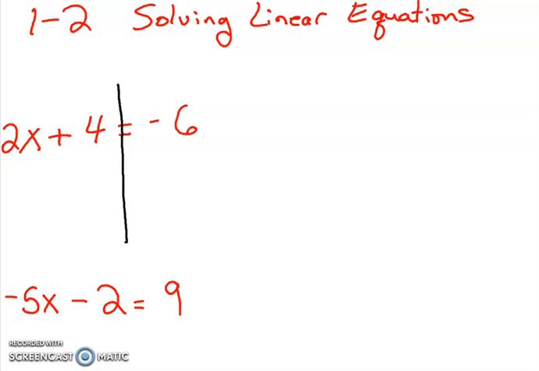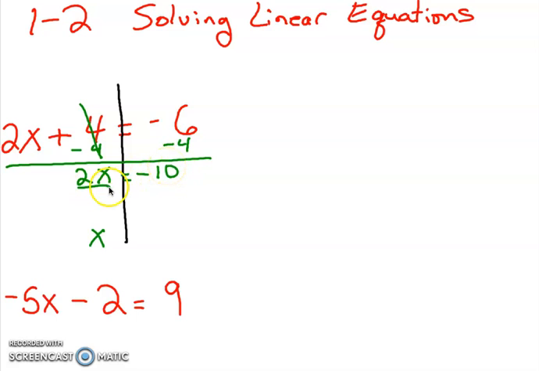So our objective is to get to x. To get rid of a +4, we're going to subtract 4 from both sides of the equation. On the left side of the equal sign, these will cross out, and you're left with 2x. Over here, -6 minus 4 is -10. Then we divide both sides of the equation by 2, and x equals -5.